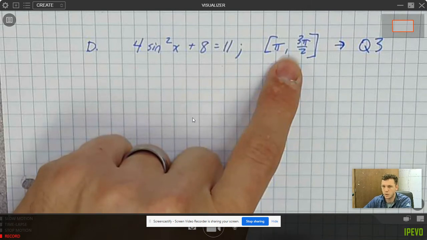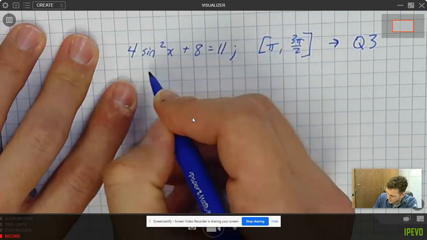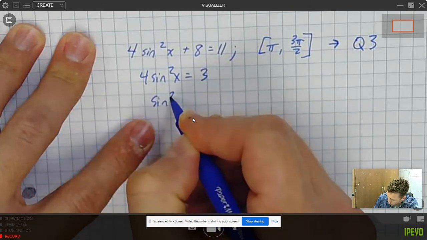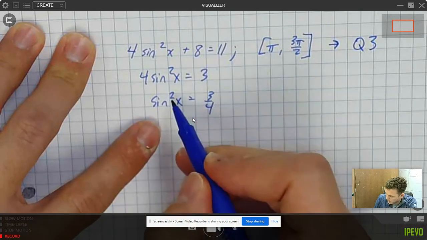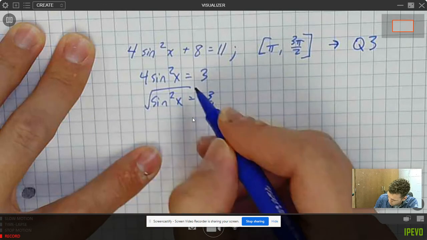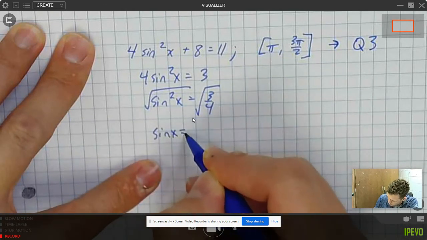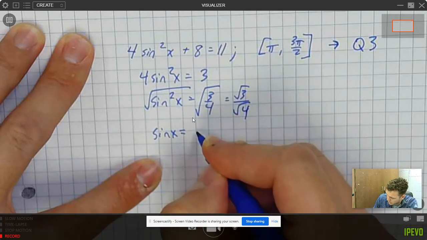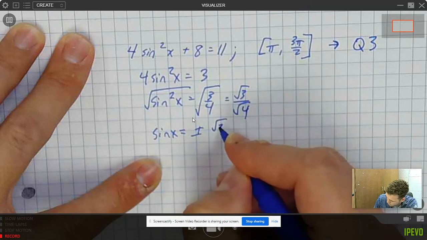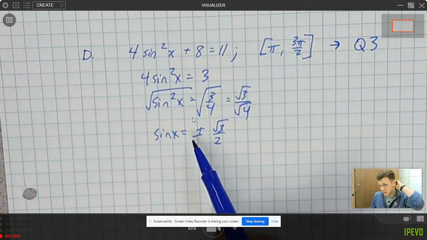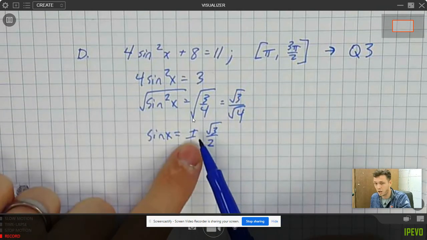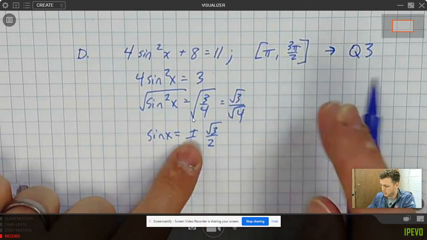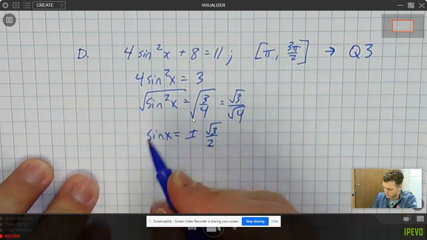I get sine of x is equal to, when we take the square root of a fraction, we take the square root of the numerator and the denominator individually, but we end up with plus or minus the square root of 3 over 2. Okay, now, plus or minus is important because if you just put the plus, there isn't a positive square root of 3 in quadrant 3, right? So in this case, because we're specifically looking for the interval in quadrant 3, we're only focusing on the negative part, right? So sine of x is equal to negative square root of 3 over 2. That gives us a reference angle of pi over 3, or 60 degrees. And so that's going to be 4 pi over 3.